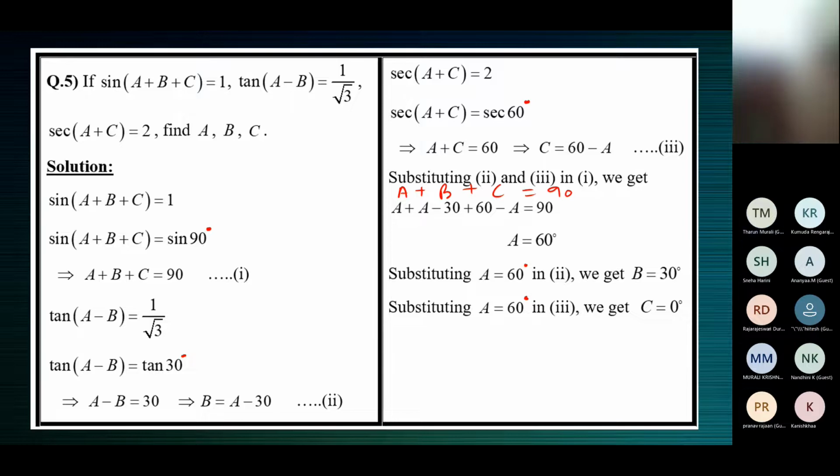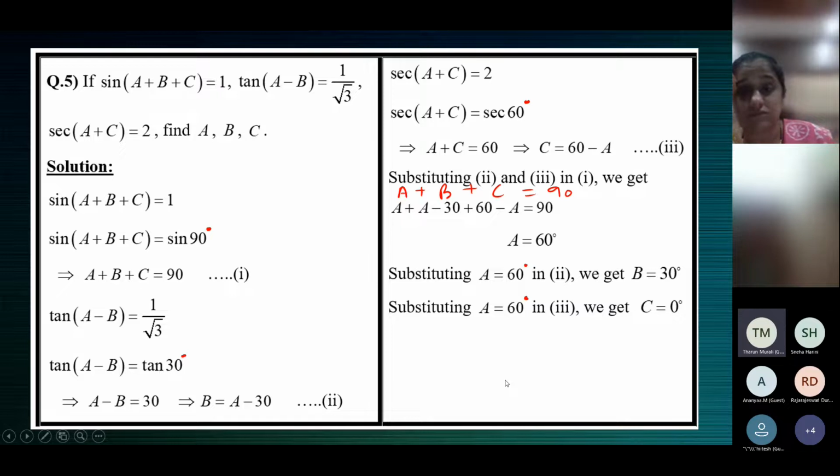Ma'am, C is equal to 30, B is equal to 0, ma'am. Oh, I've gone wrong. Ma'am, correct, ma'am. Sorry. Okay, no problem.